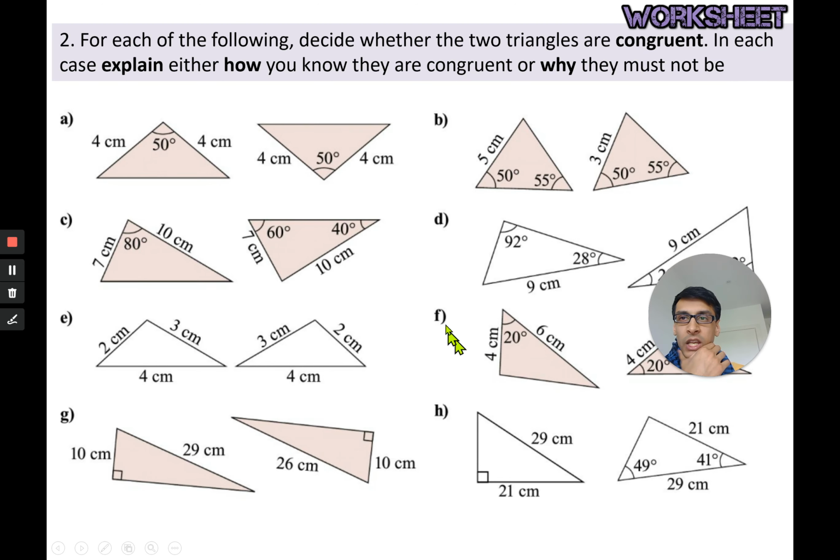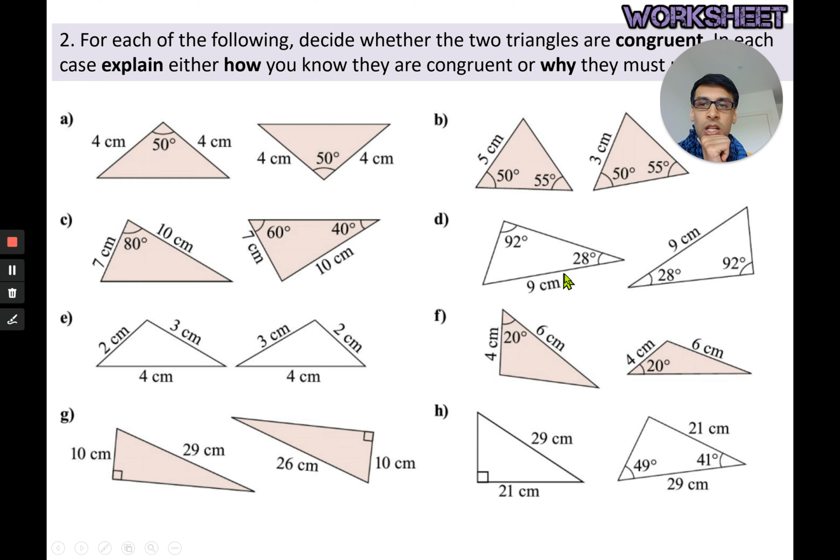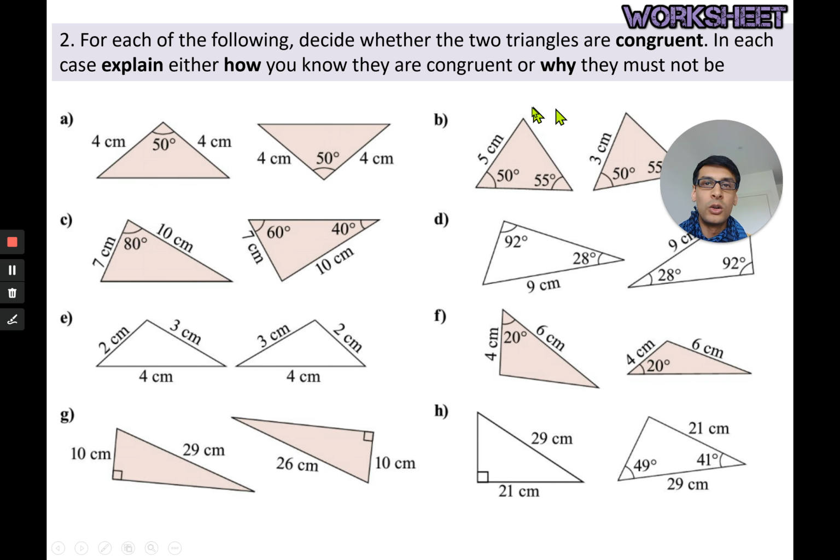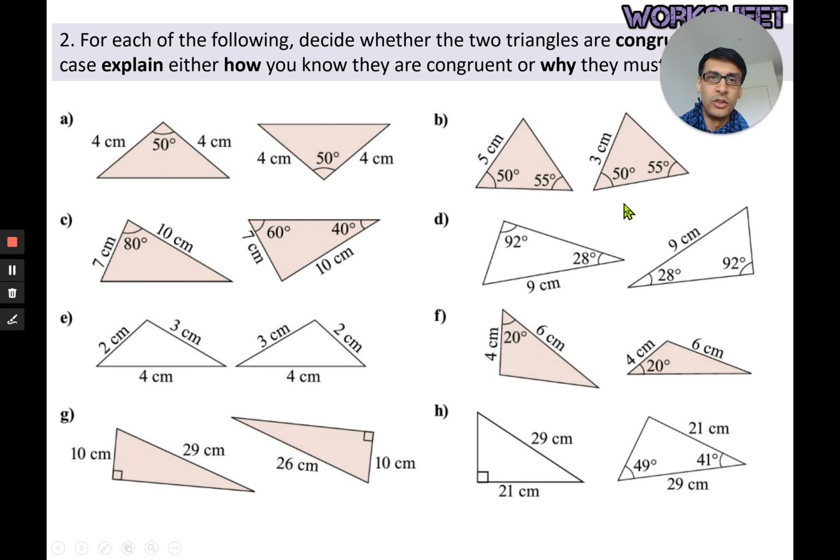Now, what I want you to do here is just pick out any 3 questions. It should take you about 2 or 3 minutes to do the whole thing. So you should be able to do 2 or 3 questions in 2 or 3 minutes. And what I want you to do is figure out whether the triangles are congruent, and explain how you know whether they are congruent or not. So pause the video here.